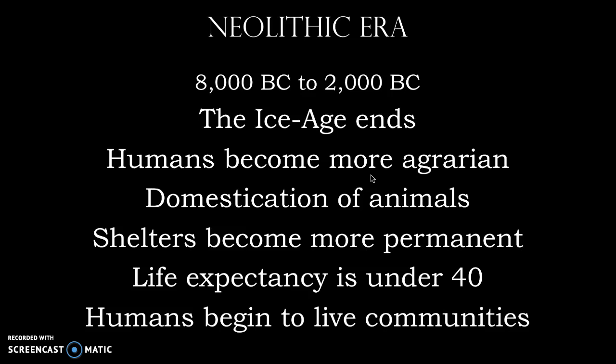As with last chapter, we're covering the Stone Age, but here this is the very end of the Stone Age and the beginning or transition into the Bronze Age. Around 8000 to 2000 BC, we start to see the Ice Age ending, and the world becomes a much more habitable place. Humans become more agrarian, they start to farm. We see the domestication of animals. The shelters that they're building are much more permanent than anything we saw in chapter 1. Life expectancy is still pretty low, under 40 years old. Humans also begin to live in communities or small cities.